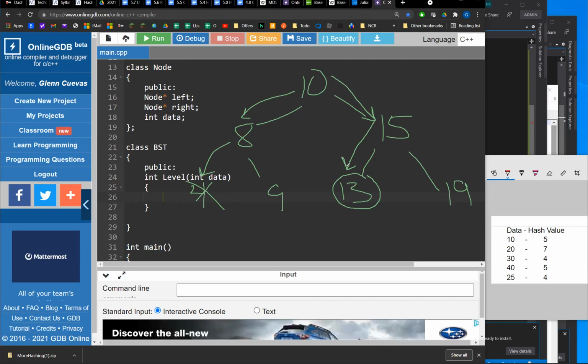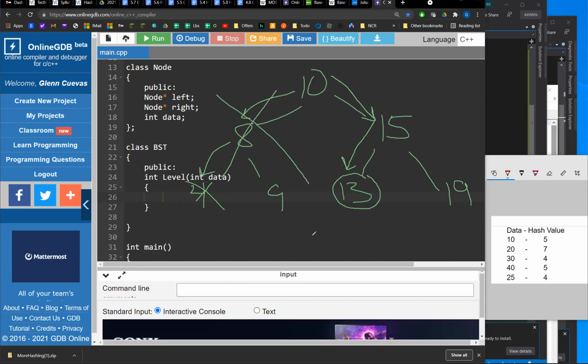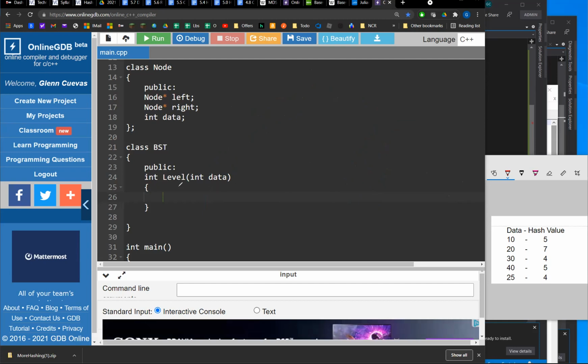So one of the common mistakes was to write a recursive function that asks the left-hand side, what level is 13? Well, I'm not going to give you an answer for what level 13 is on the left-hand side because 13 doesn't exist on the left-hand side. It's not possible for 13 to exist there, right? So we only need to do one branch, and since it's just going to be one branch, we can do this iteratively.